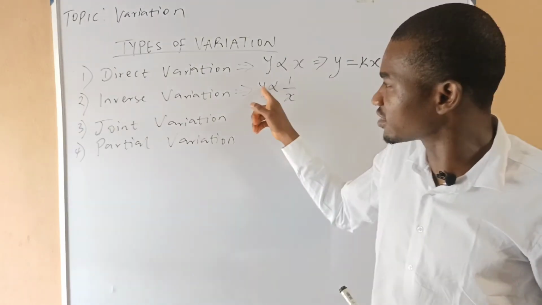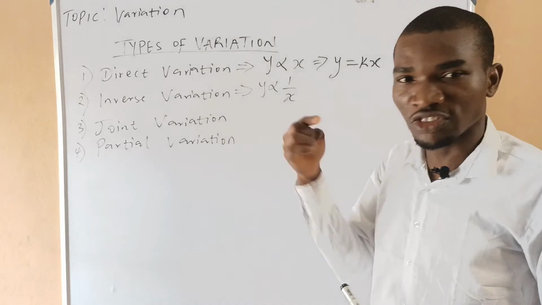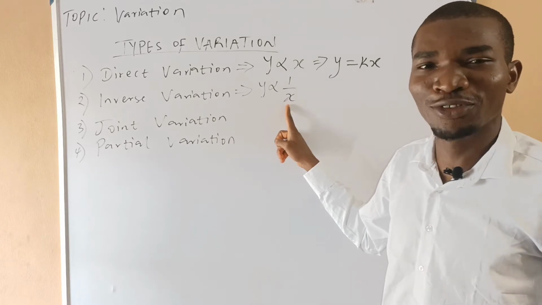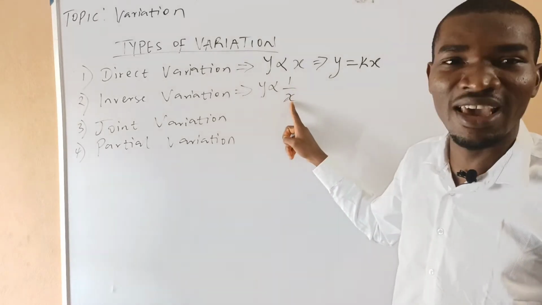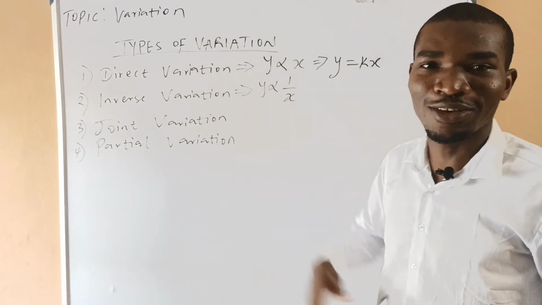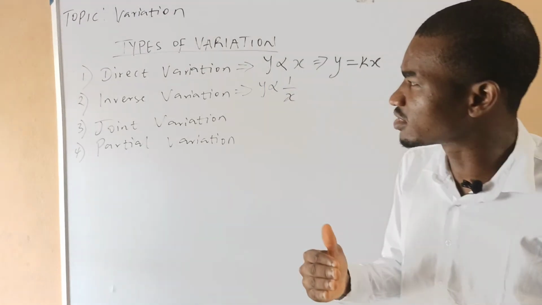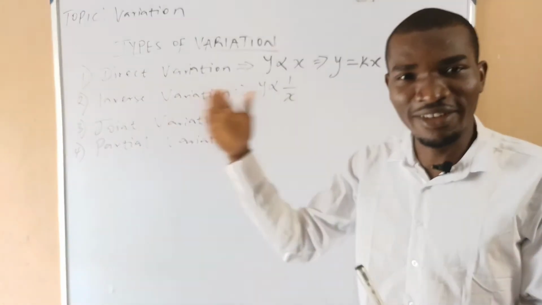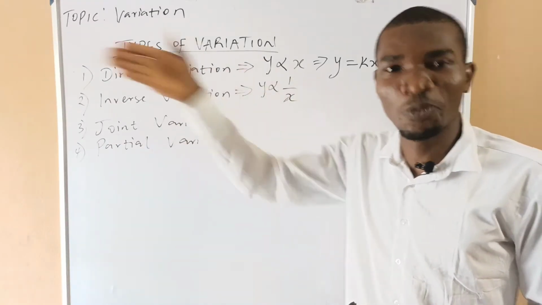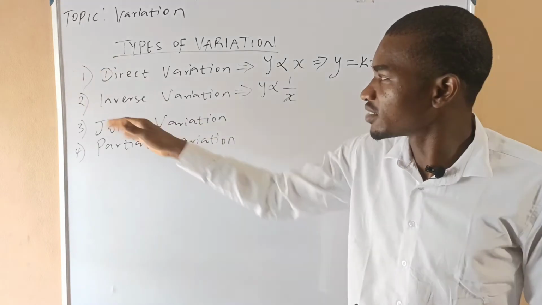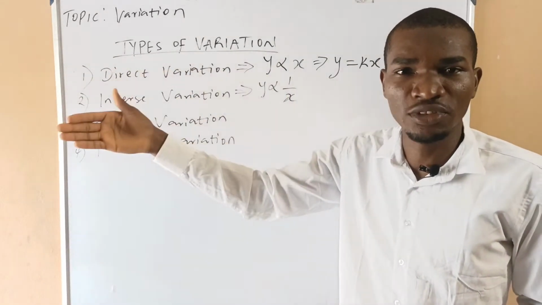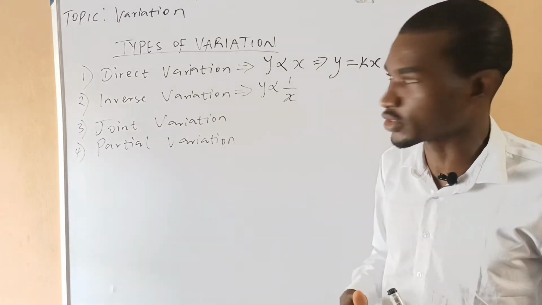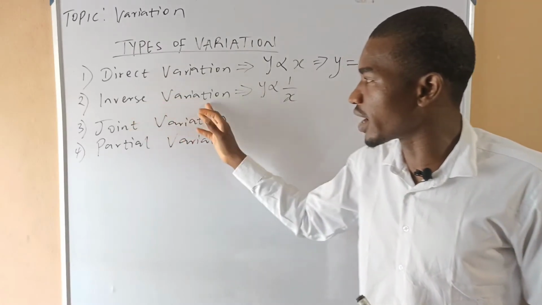So that means the increase in y, that is the quantity y, will result in the corresponding decrease in the quantity x. Inversely, we can also say that the decrease in the quantity x will result in the increase in quantity y. So what is the difference between direct variation and inverse variation? For direct variation, the increase in one of the quantities results in the corresponding increase in the other quantity. But in inverse variation, the increase in one of the quantities results in the decrease in the other quantity. So that is how you can show contrast between direct variation and inverse variation.